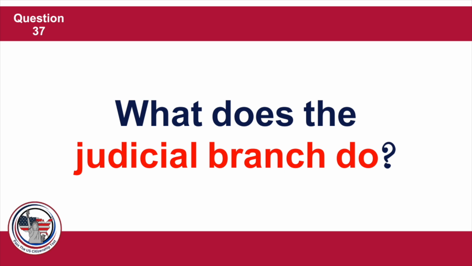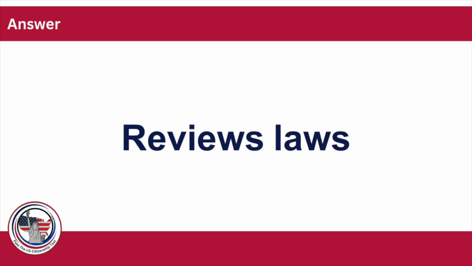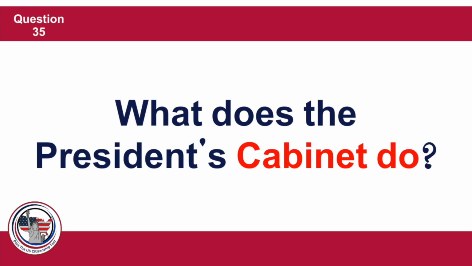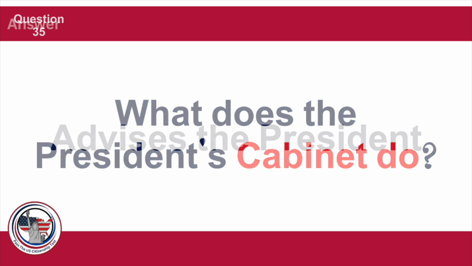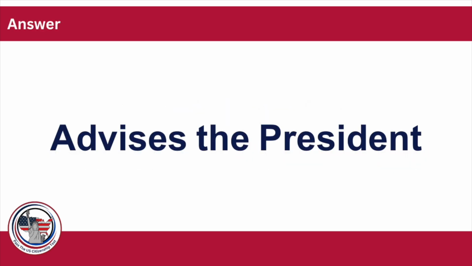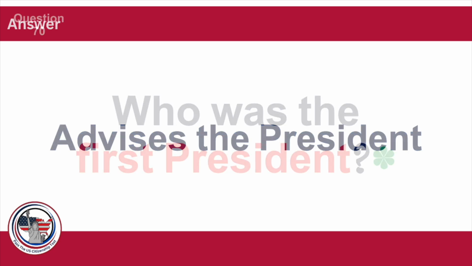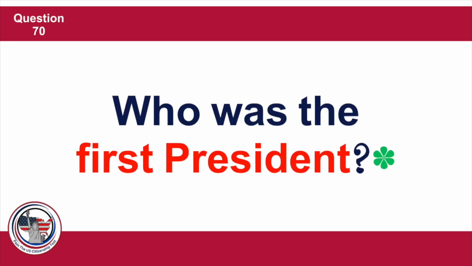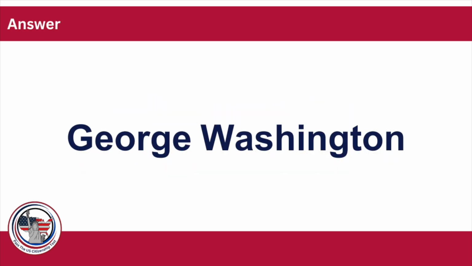What does the judicial branch do? Reviews laws. What does the President's cabinet do? Advises the President. Who was the first president? George Washington.